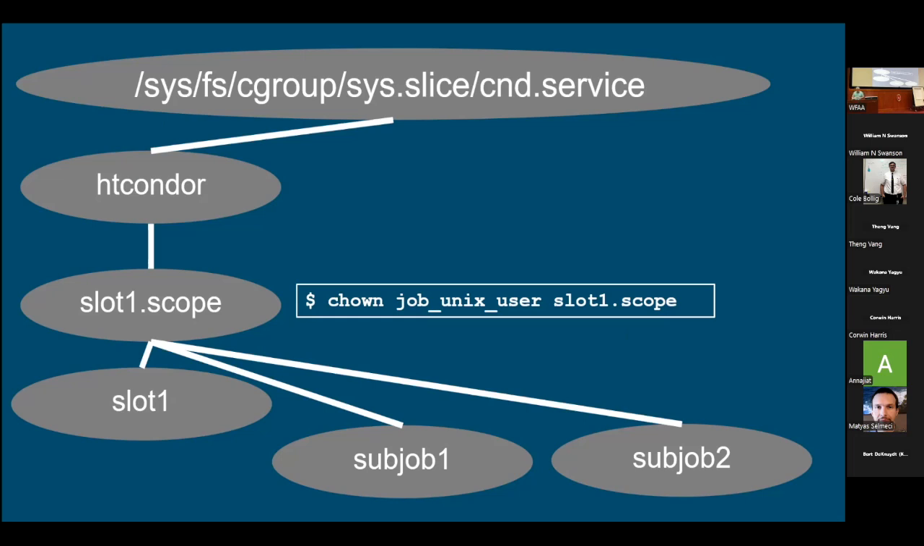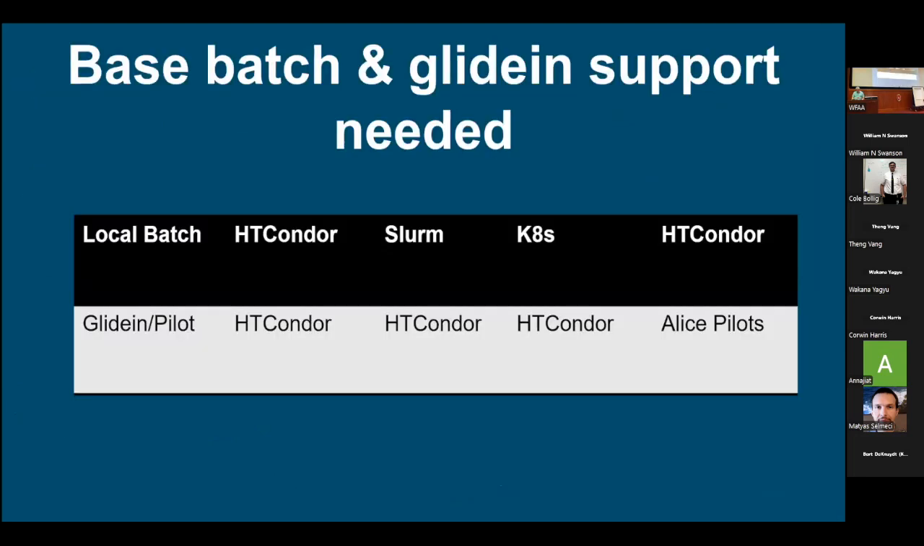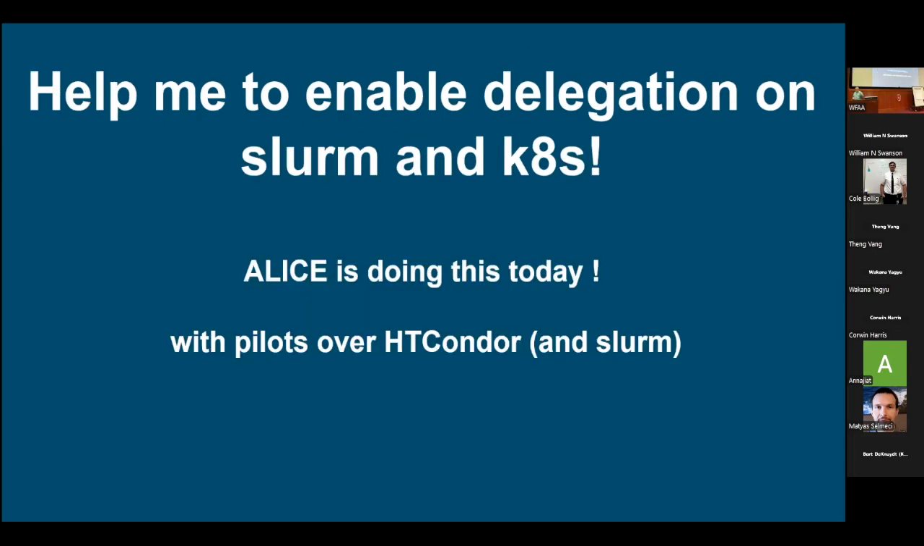We're not quite there yet, but I'm really hopeful that this will solve no end of problems when we're having glide-ins and other pilot systems. But to do this, we need support from both the local batch system and whatever glide-in system we have. The local batch system needs to make our cgroup writable or delegatable, and the glide-in needs to be able to start and create sub-cgroups from where it is. So I'm asking you for help because to roll this out, we need support from Slurm and Kubernetes to allow glide-ins or pilots to get delegated cgroups.